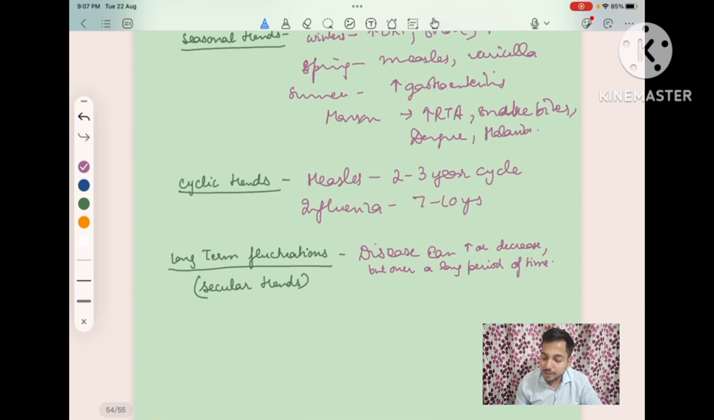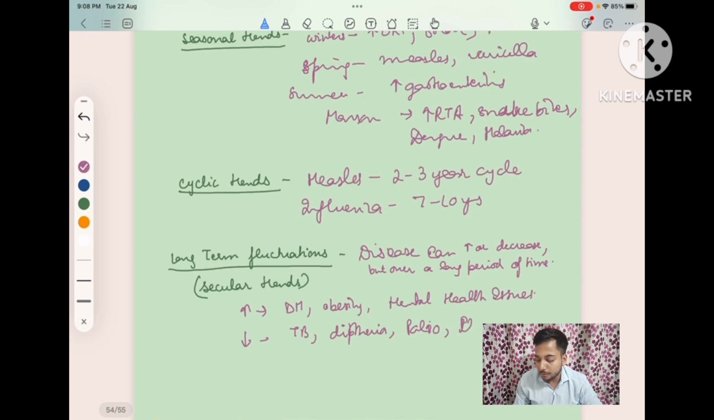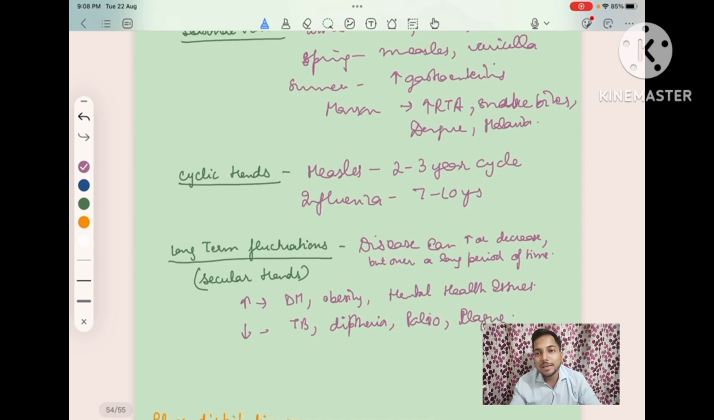Now, can you tell me certain diseases which have increased over a long period of time and certain which have decreased? The increased ones are non-communicable diseases like diabetes mellitus, obesity, and mental health problems. And what have decreased? You can see cases of TB, tuberculosis, diphtheria, polio, plague. These cases have decreased over time because we have been acting upon them. But what we have been ignoring has been constantly increasing.